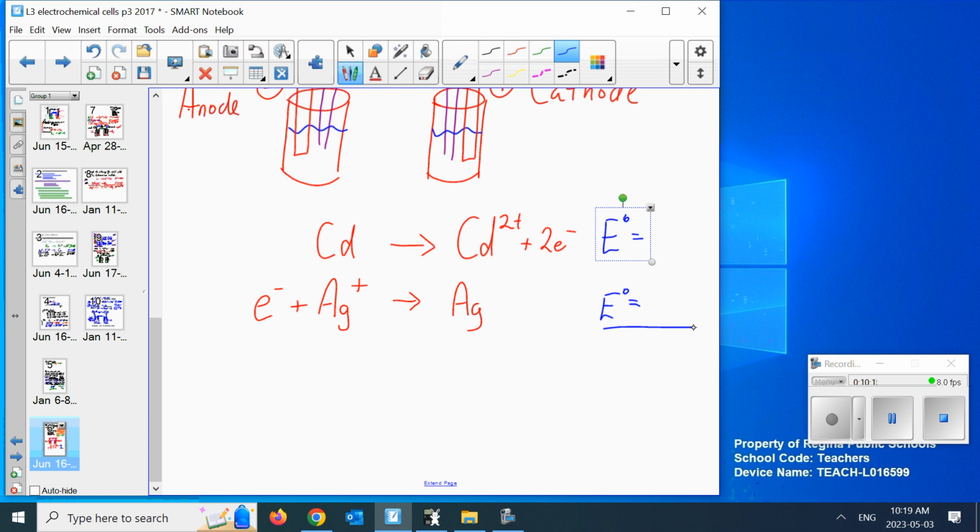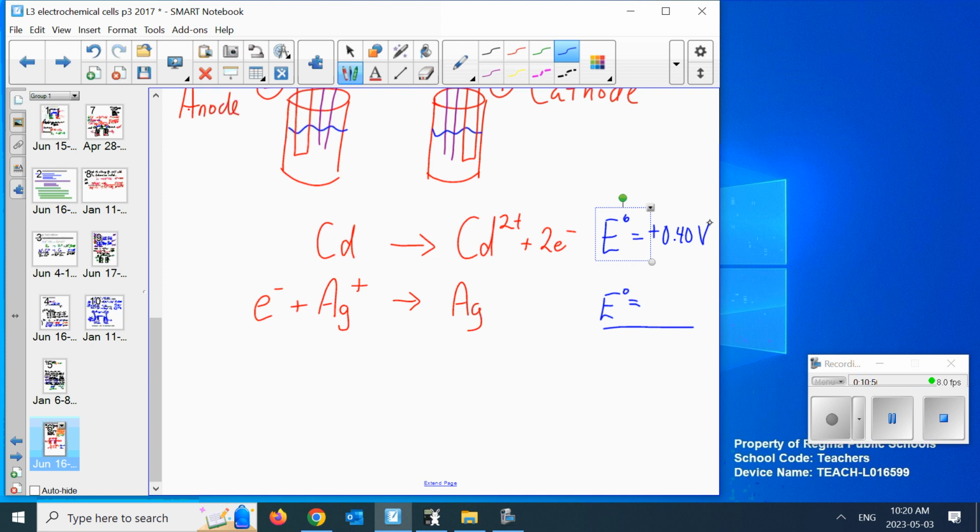So the cadmium one, I'm scanning, I don't know it off the top of my head. Hold on. It's -0.4 as listed, but you notice that it's backwards? So always take a look. It's backwards for what we have written, so we reverse the sign to positive 0.40. One will always be reversed from the chart because they're all listed as reduction.